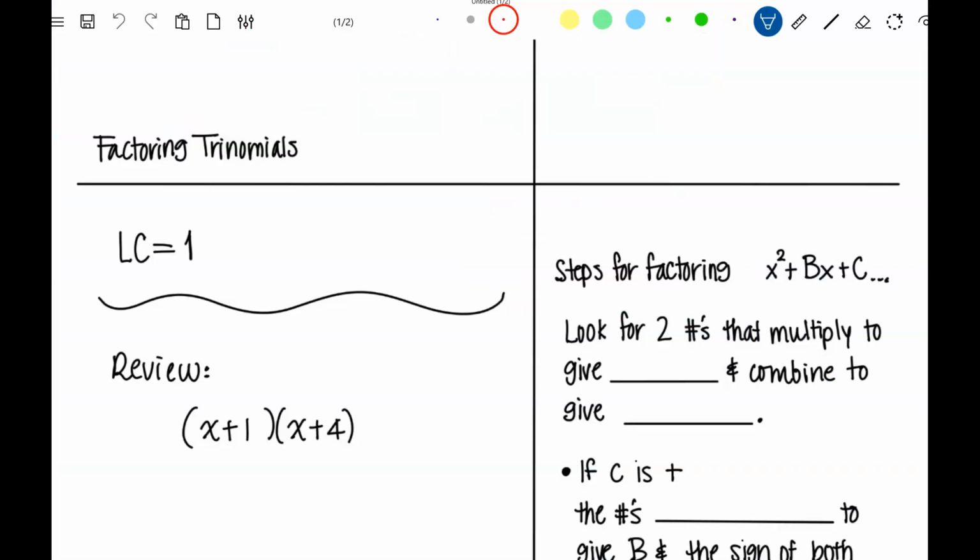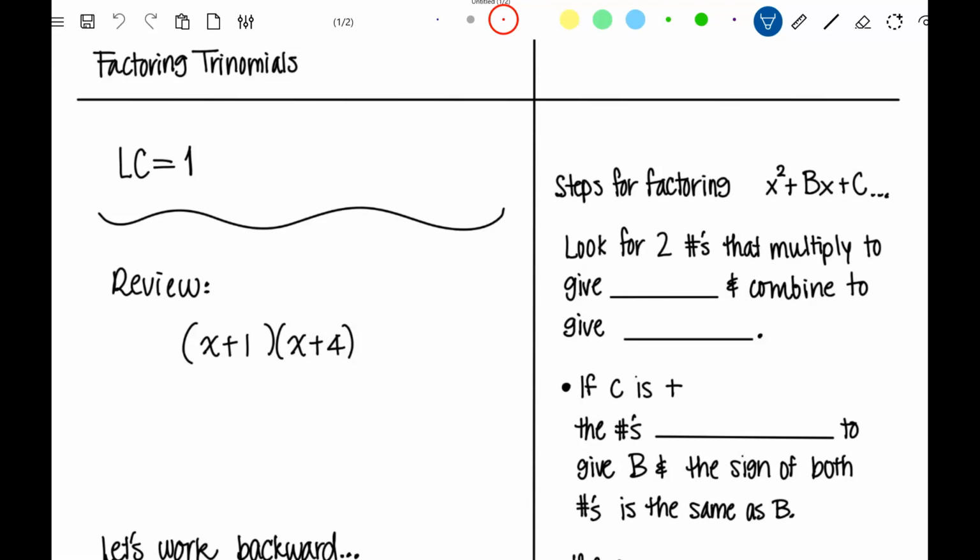Okay, so here we are with factoring trinomials. Before we get to factoring, let's look at what happens when we multiply these two binomials together. So when we do x times x, we get x squared. Then x times 4 is 4x. 1 times x is 1x. 1 times 4 is 4. Then we combine like terms and we get x squared plus 5x plus 4.